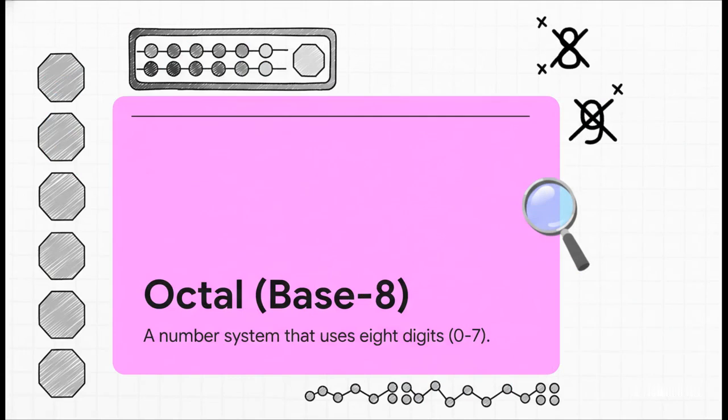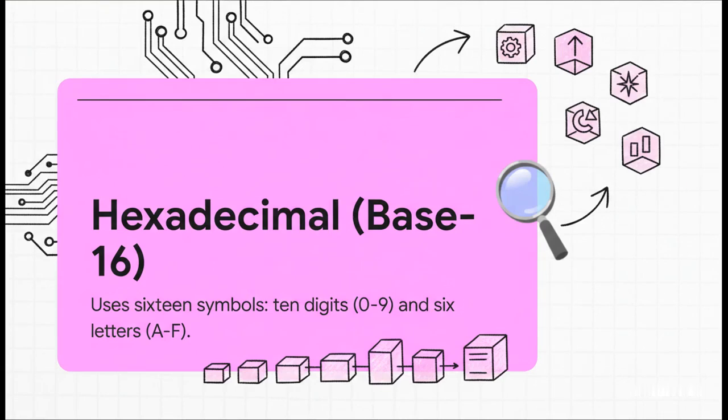Next, we've got the octal system, base 8. You can probably guess this one. It uses 8 digits from 0 through 7, so you'll never see an 8 or a 9 in octal. Now, this might seem a little random, but trust me, we're going to see why it's so incredibly useful in just a minute.